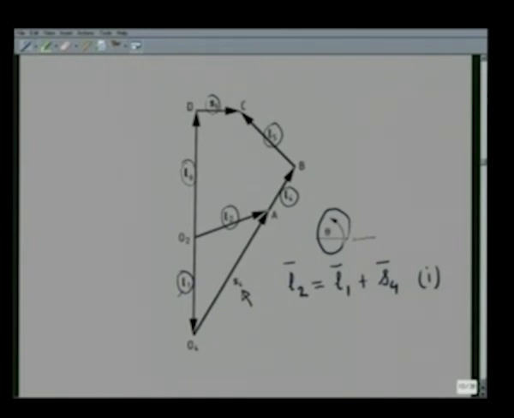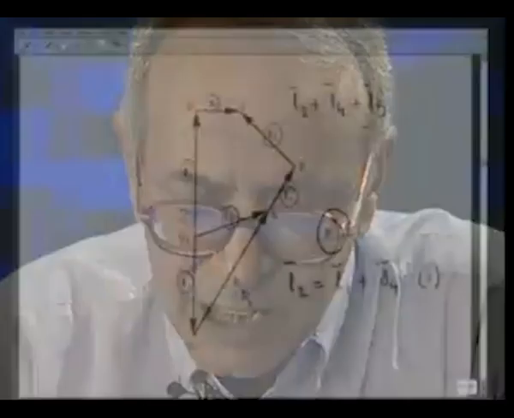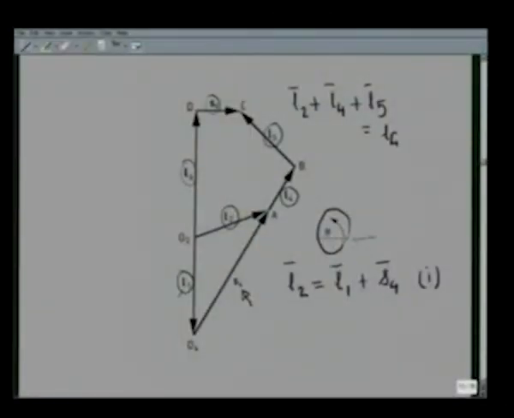I can have another closed loop, namely O2, A, B, C, D, O2. There is an independent loop, and corresponding to this independent loop, I can write L2 plus L4 plus L5 is equal to L6 plus S6. So, this is a second vector equation.